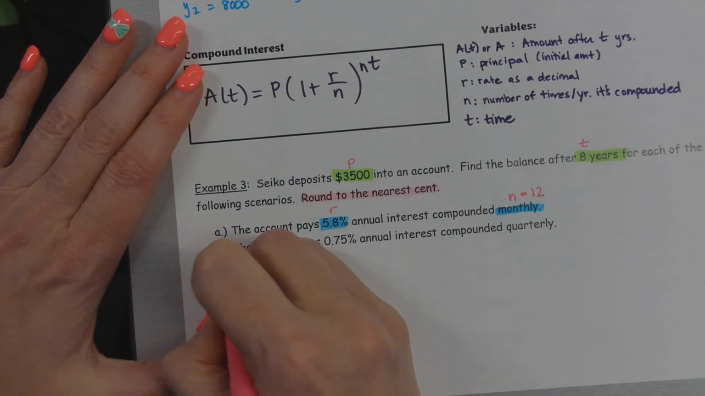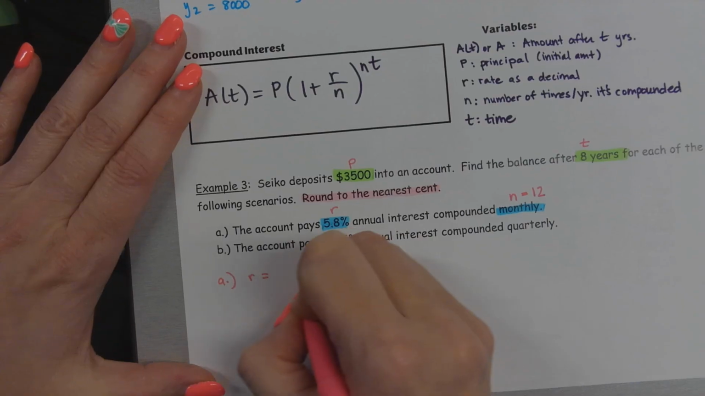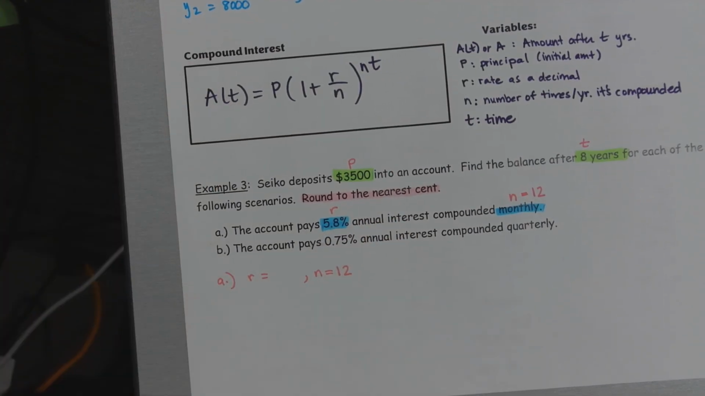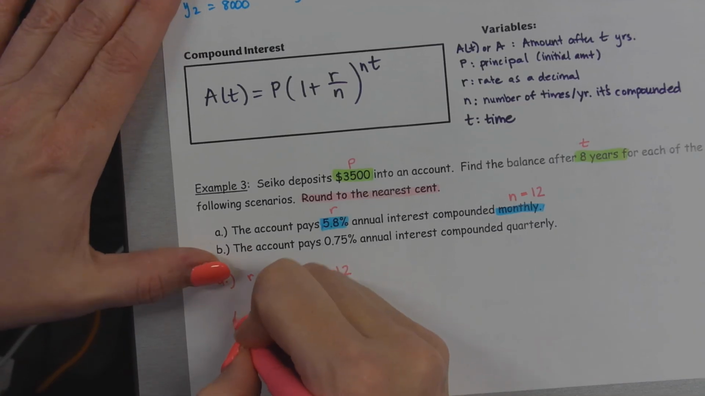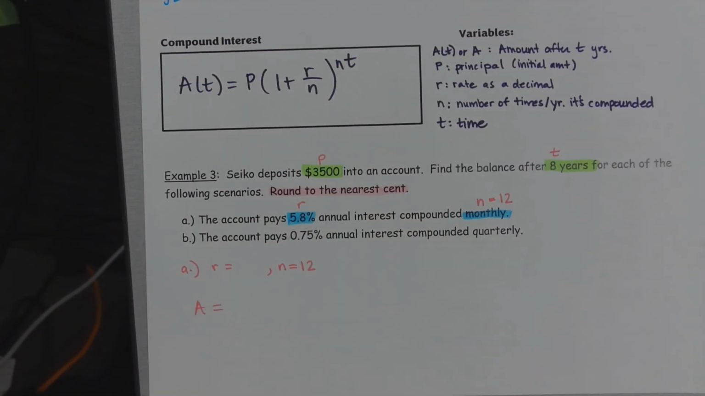Okay, so for part A, I want you to write the rate as a decimal, and then N is 12. Then go ahead and plug those values into this equation. You're going to plug in the P, the T, the R, and the N.